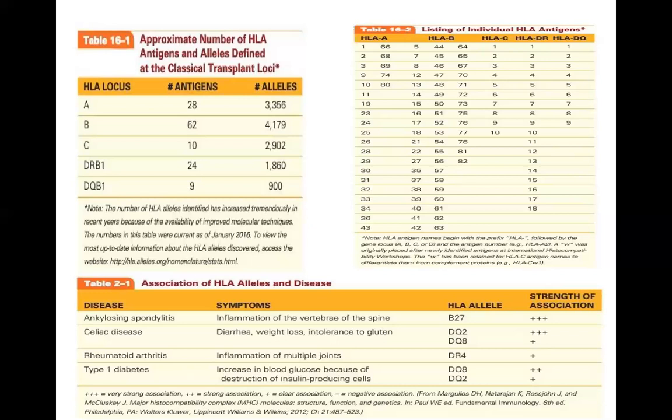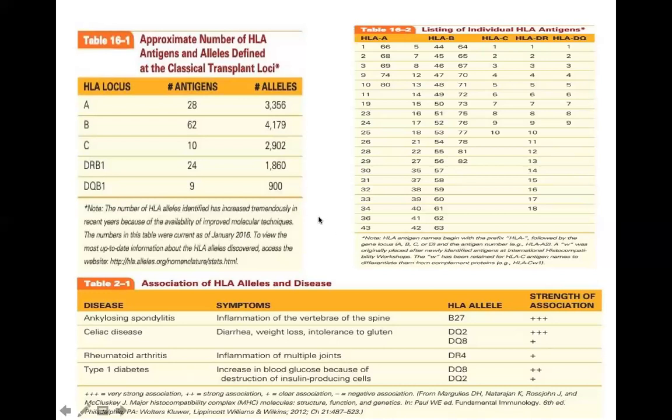Okay, this extremely high degree of variation is known as polymorphism. It's in your notes. So just take note again that this high degree of variation is known as polymorphism. The MHC gene pool is highly polymorphic. And in fact, the survival of our species has been in large part due to this polymorphism.